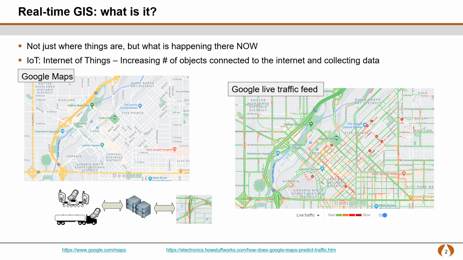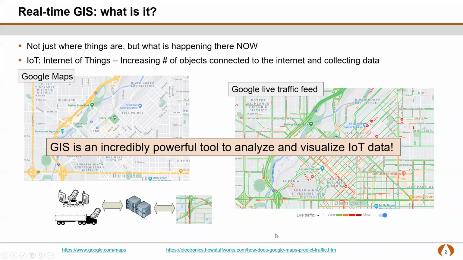Pretty cool stuff. And I think a lot of you know the way they do this. They kind of crowdsource location data from all of our cell phones as we're driving around and aggregate that data into the live traffic conditions. So using our cell phones as the IoT data source. And GIS is an incredibly powerful tool to analyze and visualize this data because a huge volume of observations can be distilled down in GIS and made into something simple and actionable.